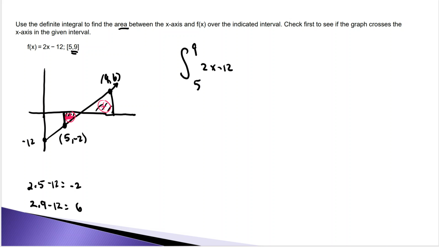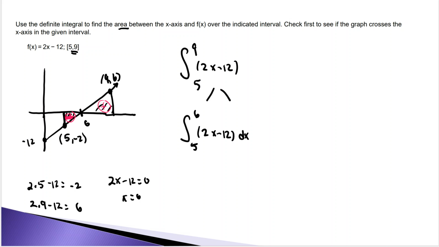So what we're going to do instead is break this into two functions. We're going to find out where this graph crosses the x-axis, and that's easy to do. We'll just take 2x minus 12 equals 0, and that gives us x equals 6. So I'm going to break this into the definite integral from 5 to 6 of 2x minus 12 dx. Need a dx up there. We'll talk about what that dx means later on today. And then I'm going to break it into the integral from 6 to 9 of 2x minus 12 dx.